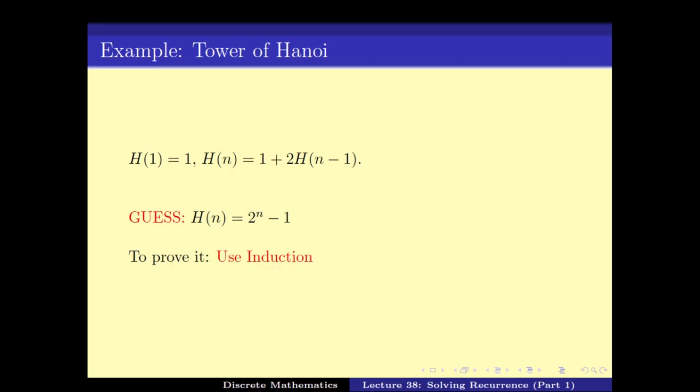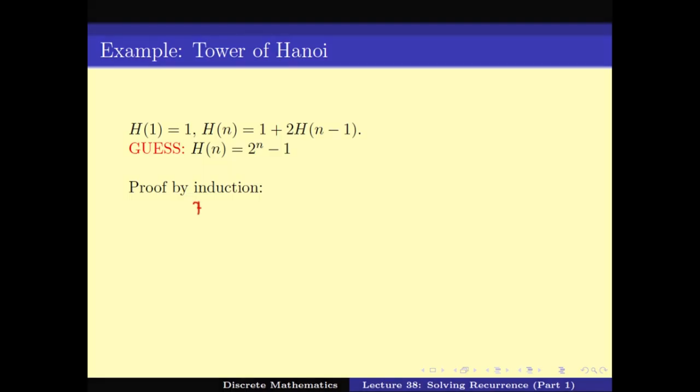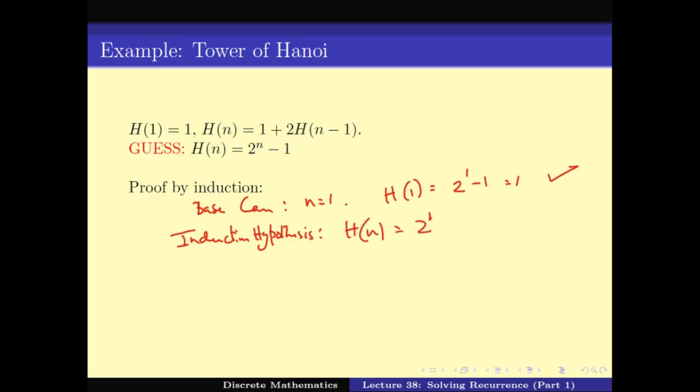But again, for this particular problem, how do we prove this statement? Again, we have to look at the base case. So base case n equals 1. So here h1 equals 1, which is 2 power 1 minus 1, which is 1, which is right. So the base case is correct. So induction hypothesis: say Hn equals 2 power n minus 1. Inductive step: so we have to prove that H of n plus 1 equals 2 power n plus 1 minus 1.